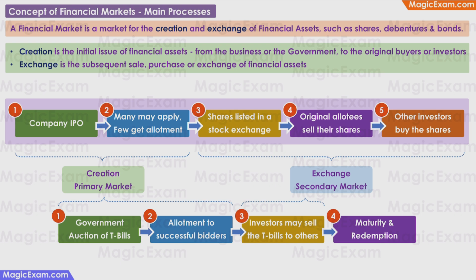Later on, the institutions which got the allotment of the treasury bills, or the persons who purchased the sovereign gold bonds, may sell them to others. So all these subsequent sales and resales are called exchange, and these are said to be happening in the secondary market. So now you know what is the process of creation, what is exchange, what is the primary market, and what is the secondary market.